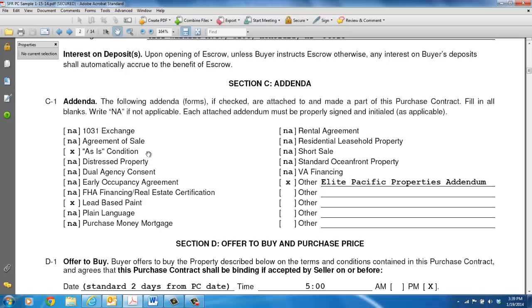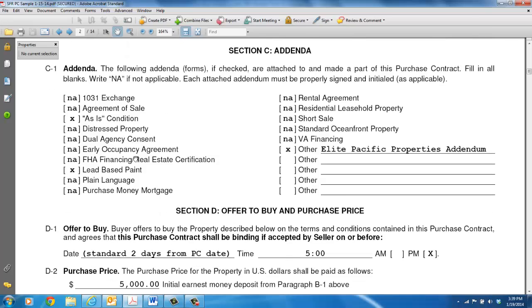There are times where you may not want to use the as-is, in the case of a brand new home. If it's a brand new home, obviously you wouldn't want to insult the seller. Or if the seller has done some absolutely amazing remodel and it's in tip-top shape, that could be an insult to the seller by providing an as-is. So you might want to think about your situation. But again, this is a standard sample and what we would consider doing in a contract.